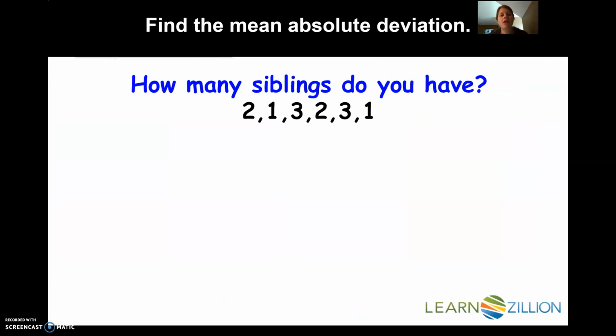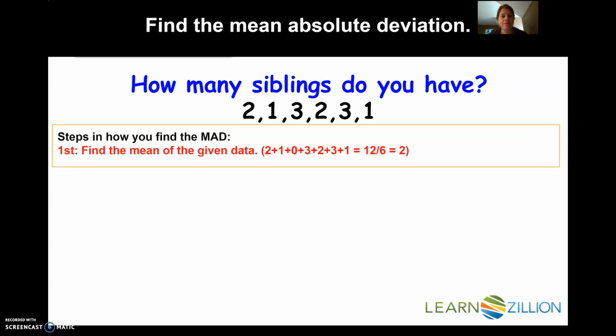So here's some data that I've got. It says, how many siblings do you have? And here are some responses: 2, 1, 3, 2, 3, 1. So we want to find the mean absolute deviation, or MAD. First step is to find the mean. So right there in red, you add the numbers together. We got 12, divide it by 6 because there are 6 numbers. My mean is 2. Okay, first step, like I said, is easy.